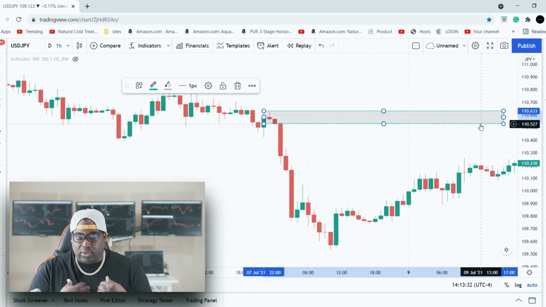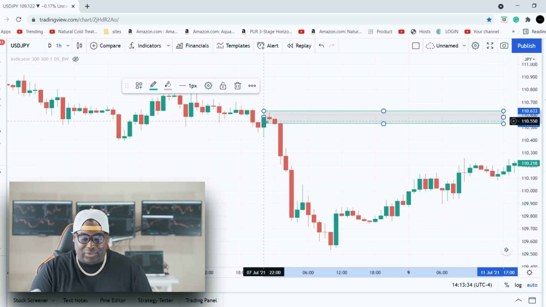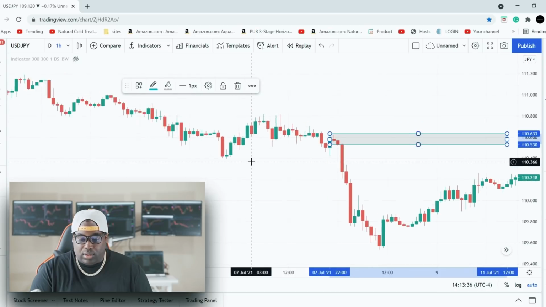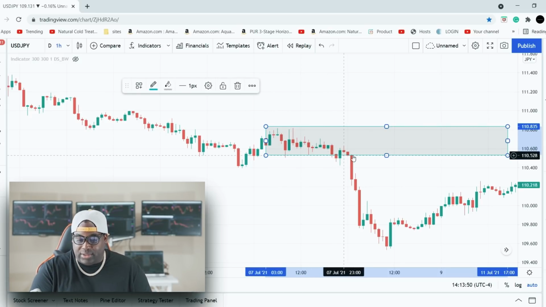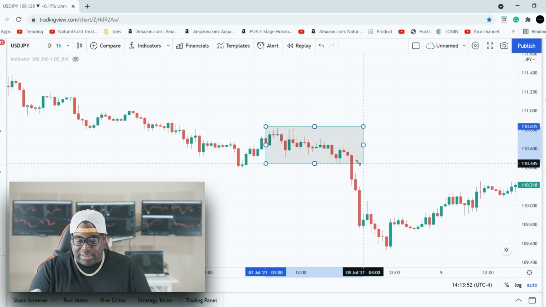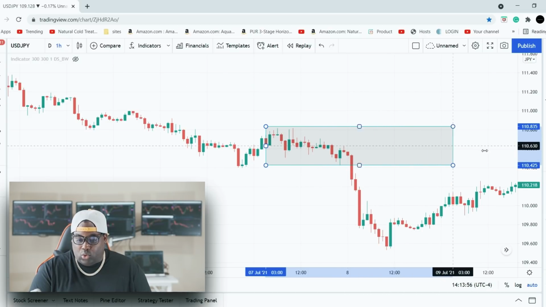Or what I like to do is I like to take the meat of the move, okay? Now, that's basically covering all the candles that's around it. So notice how we have all these candles that's around that supply zone. So what I'm going to do is I'm going to take all those candles right here and then basically extend the zone all the way to the left.